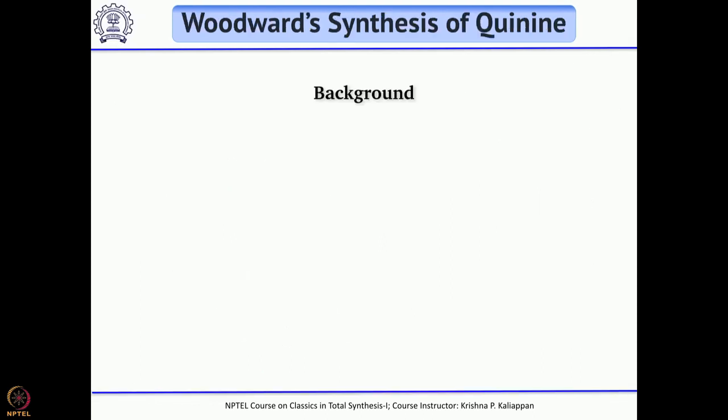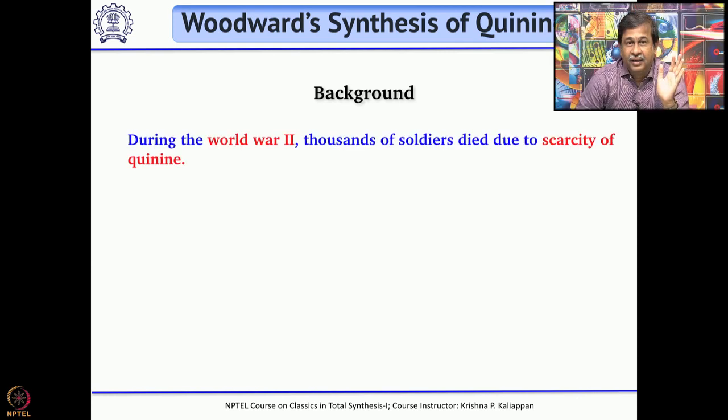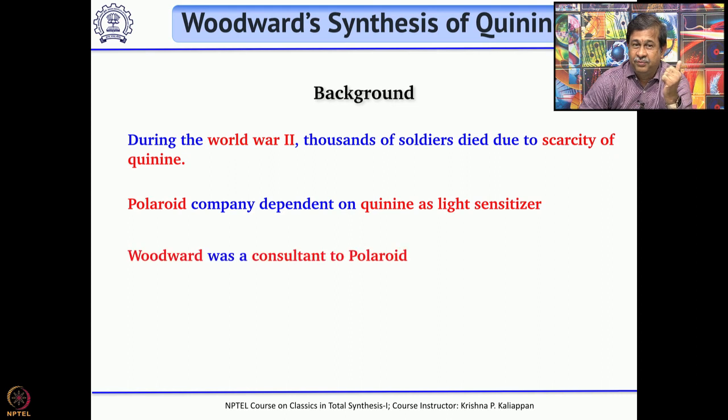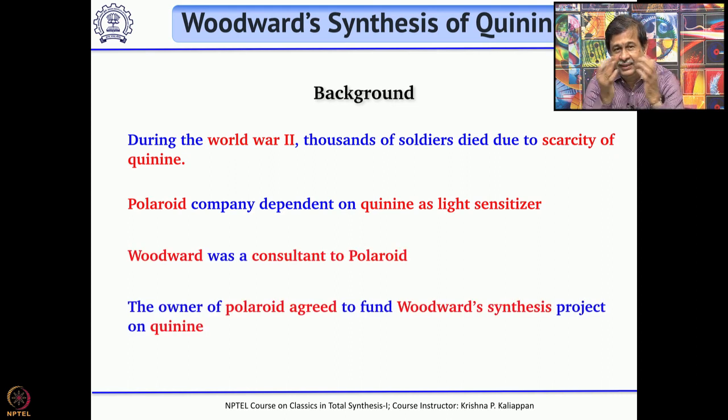Now, let us see how Woodward reported the synthesis of quinine. As I said, in the 19th century as well as the early 20th century, people spent a lot of time on the chemical synthesis of quinine. During the Second World War, many soldiers died because of the non-availability of quinine. At that time, the Polaroid company, very well known and famous, was using quinine as a light sensitizer. Woodward was a consultant to this Polaroid company, and they asked him whether he could develop a good method for the synthesis of quinine. That is how the Polaroid company funded the project on the synthesis of quinine.